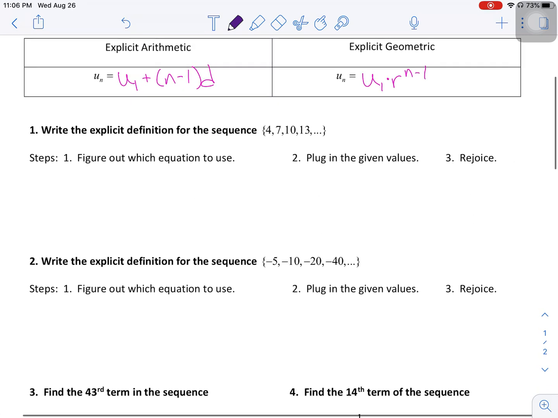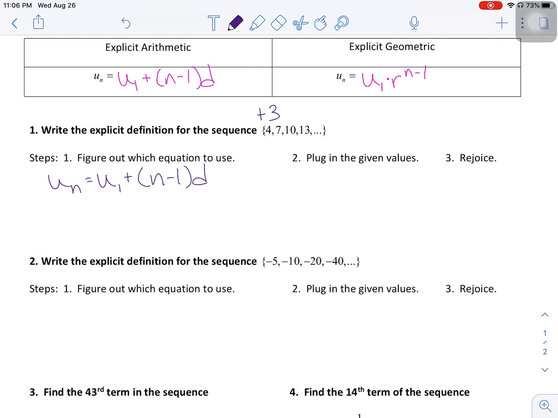So problem number 1 here, example number 1, we have a sequence. We have the sequence 4, 7, 10, 13. So the first thing I want to do is figure out, am I talking arithmetic or am I talking geometric? And I'm going to look either for a common ratio or a common difference. Because I'm looking at these terms and realizing that each time I'm adding 3, this is 100% arithmetic, and so I am just going to write out the arithmetic explicit definition.